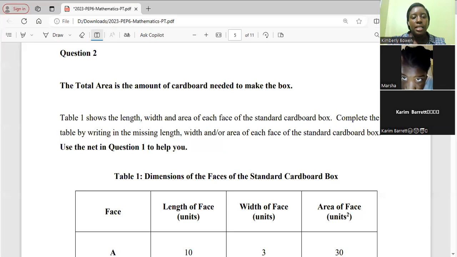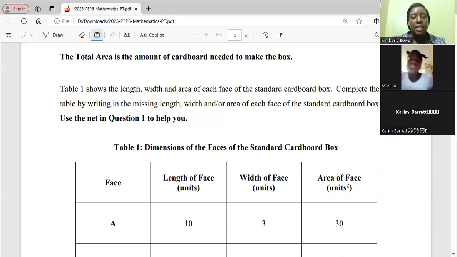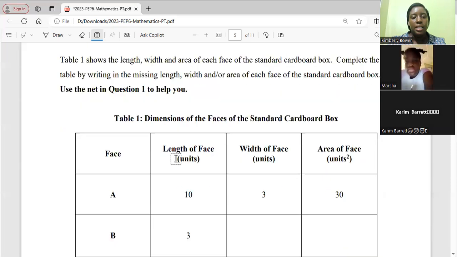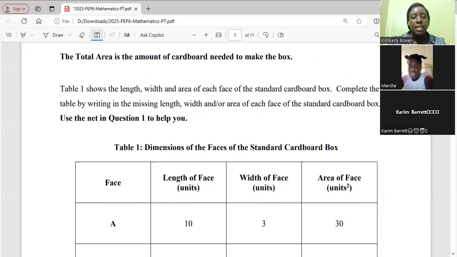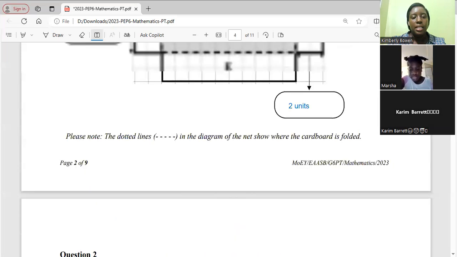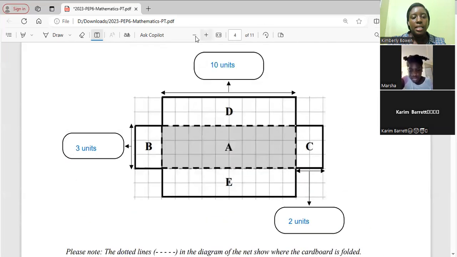Table 1 has the dimension of the faces of the standard cardboard box. And they gave us an example. Face A, the length is 10, the width is 3, and therefore the area is 30 because 10 multiplied by 3 is 30, and it is measured in units square. We can label up the diagram a bit clearer so we can see what is happening. So if here is 10, here is also 10 units. Are you seeing that?